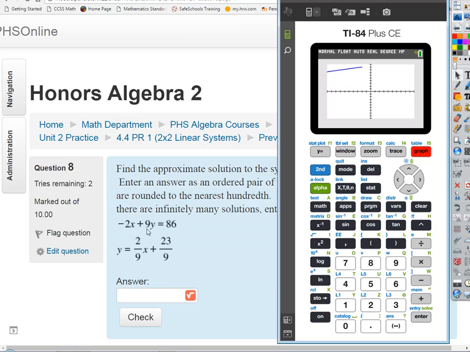Of course, we could do this algebraically by putting the top equation in slope-intercept form. We'd add 2x to the right side and divide by 9. And we could see right away that that would give us a slope of 2/9. But graphically, here's how we can see.